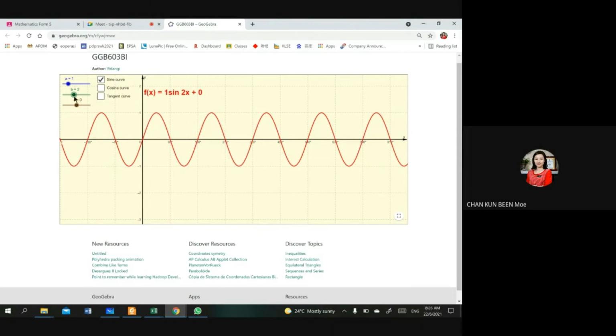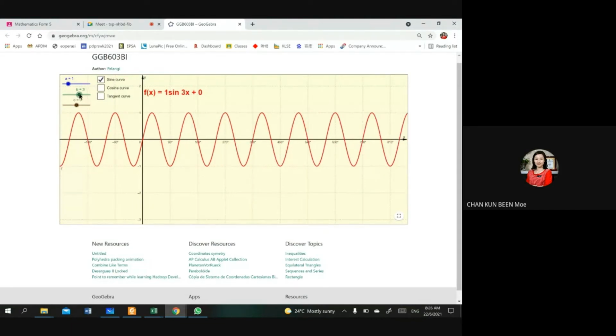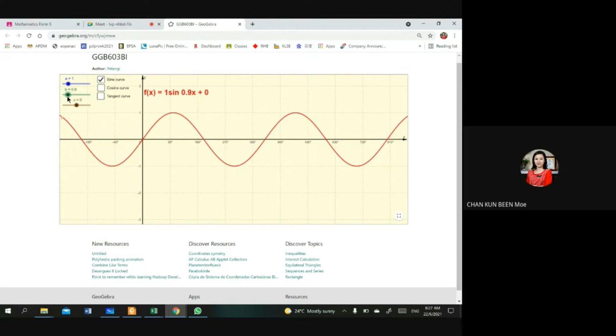You see what happened if I change to 3. When I change to 3, from 0 to 360, how many periods do we have? Did you notice? This is 1 period, this is 2 periods. Yes, we will have 3 periods. So B indicates the number of periods. Now I'll go back to 1. We look at the difference when C changes.